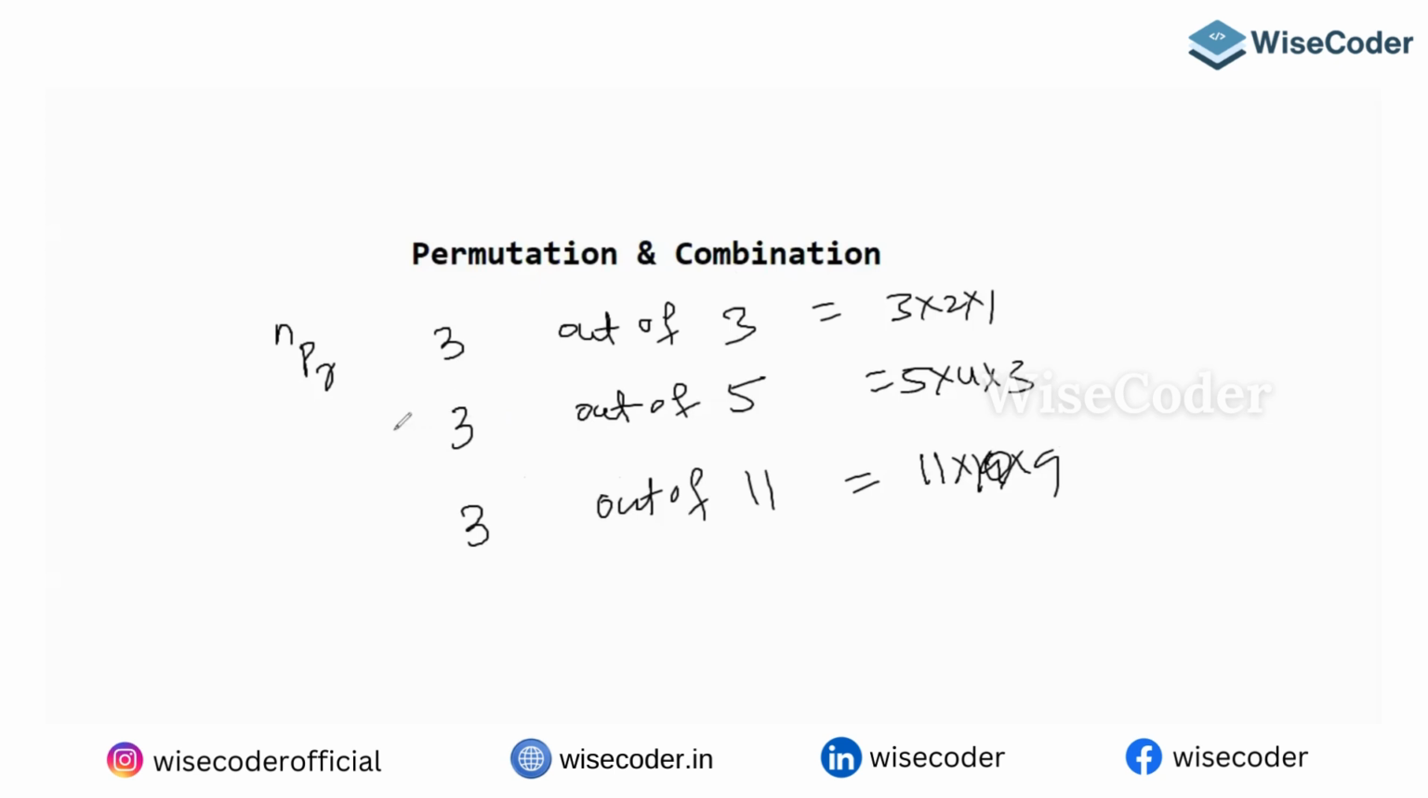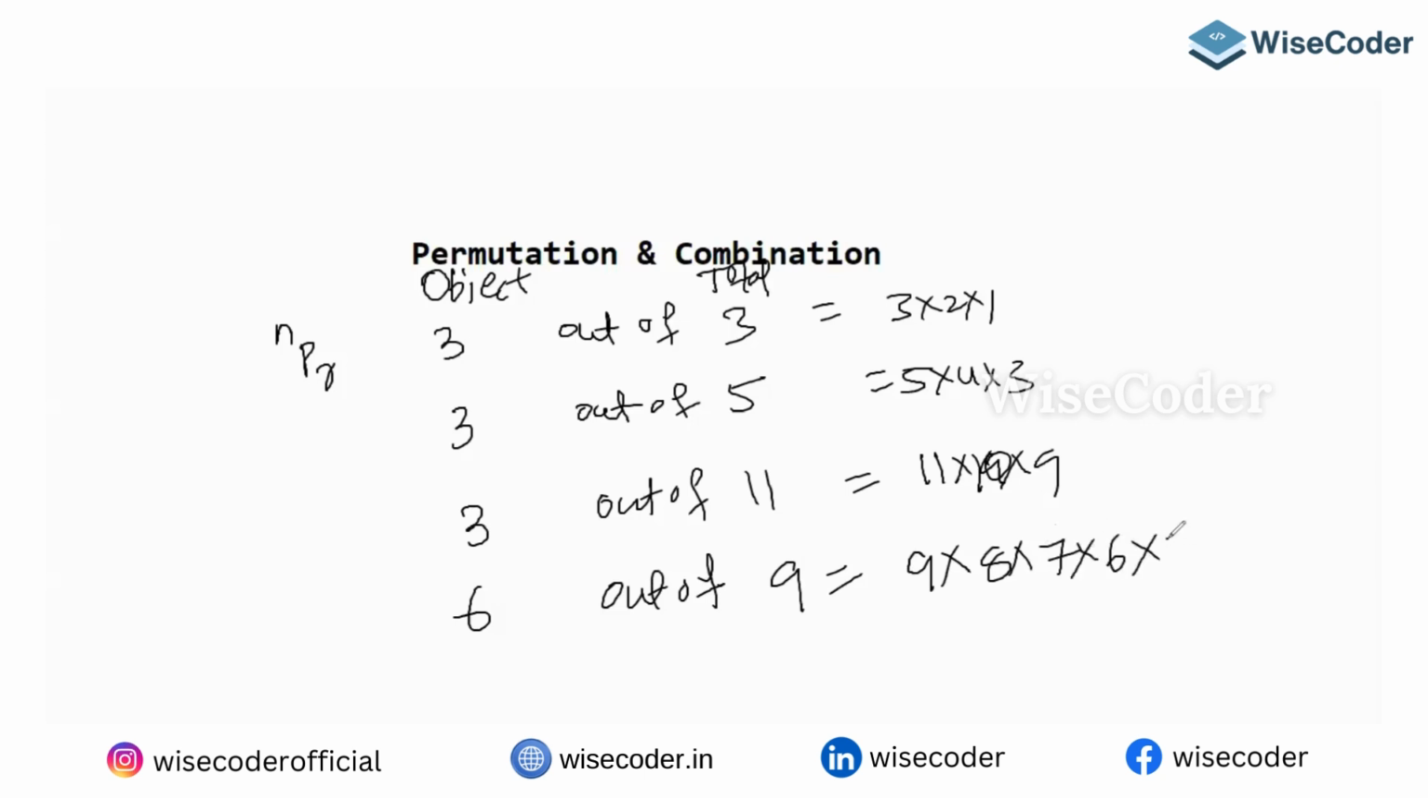Let's say I want to arrange 6 objects out of, let's say, 9 objects. This is the object count, and this is the total number of objects. For the first position there are 9 ways, the second position 8 ways, the next 7 ways, next 6 ways, next 5 ways, and the next 4 ways. So this is how you are going to get it.